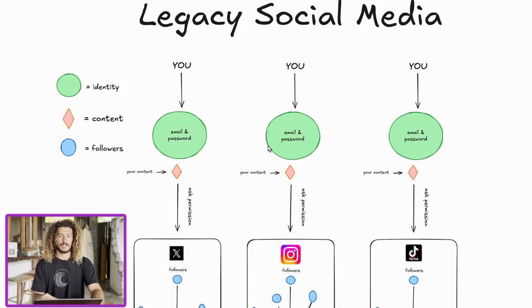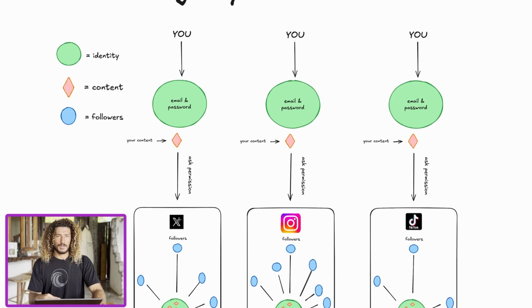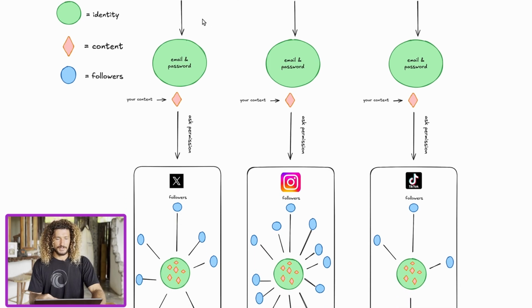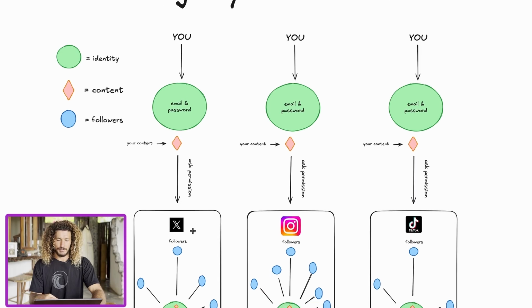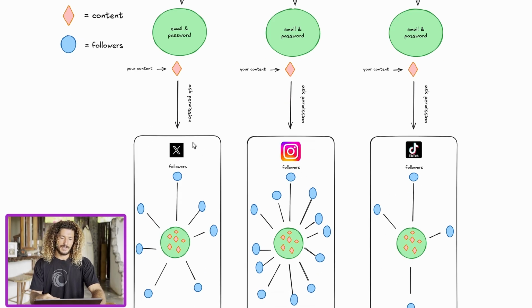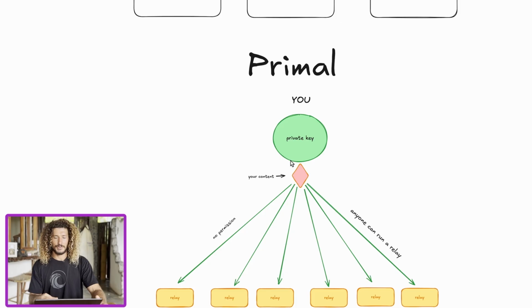So let's first take a look at how social media works today. Each time you want to post on a new platform, you have to create a new account. So you are now a version of yourself in Twitter, in Instagram, or in TikTok. And it's not actually you. You're just renting your identity from these platforms. These platforms can kick you off at any time, and off goes your content and all the connections that you've made.